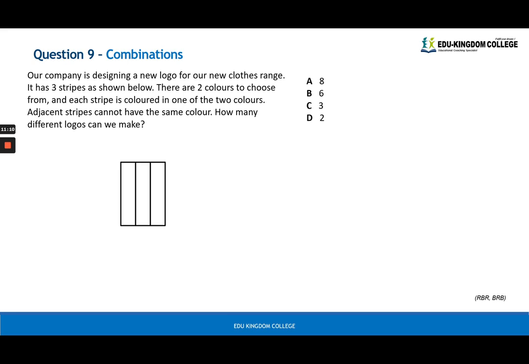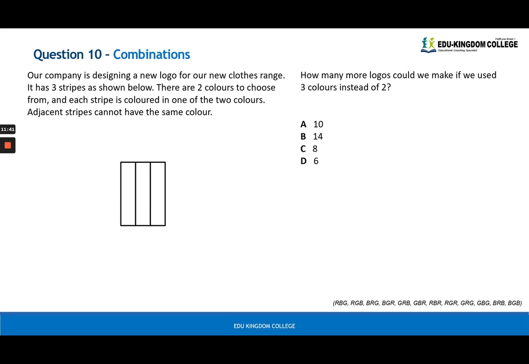Question 9. So our company is designing a logo, 3 stripes, there are 2 colors to choose from. Each stripe is in 1 of 2 colors, and adjacent stripes, stripes next to each other, can't have the same color. How many different logos can we make? Let's pretend one of the colors is red, the other one's B for blue. Red, blue, red, and blue, red, blue are the only possibilities. You can't have 2 colors that are the same next to each other. So the answer here is D.